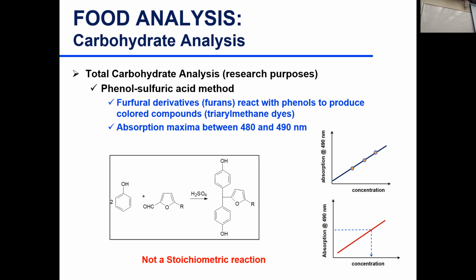So if you know that you have fructose and glucose, for example, in your sample, you have to have standards containing fructose and glucose to run your calibration. That is what is meant by non-stoichiometric, because different monosaccharides might interact differently at the same concentration, giving you higher or lower absorption.